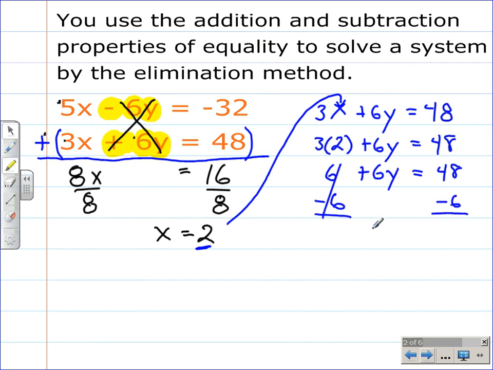The 6's on the left eliminate. They become 0, leaving us 6y is equal to 42. And I divide each side by 6, which gives y is equal to 7.